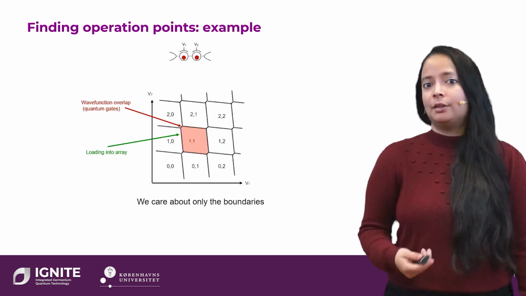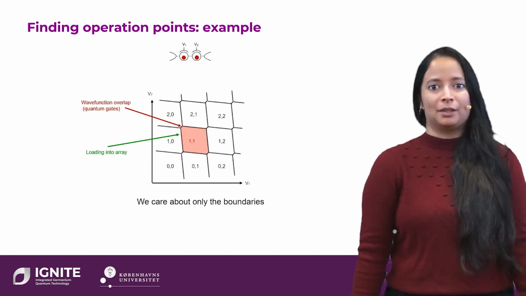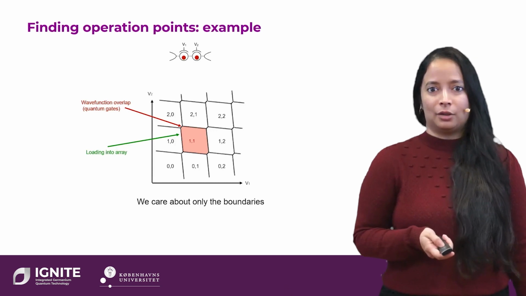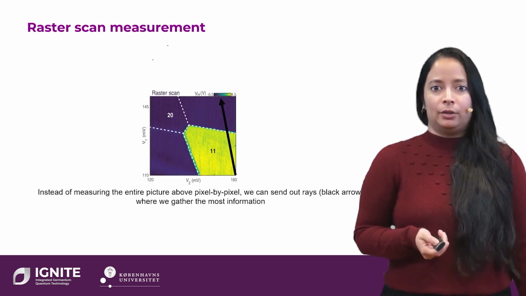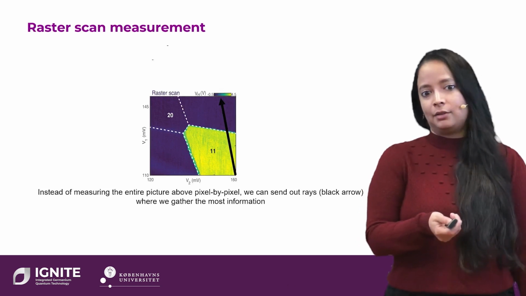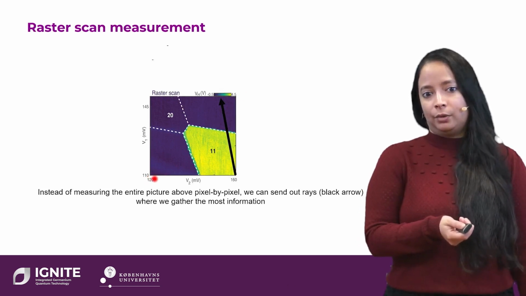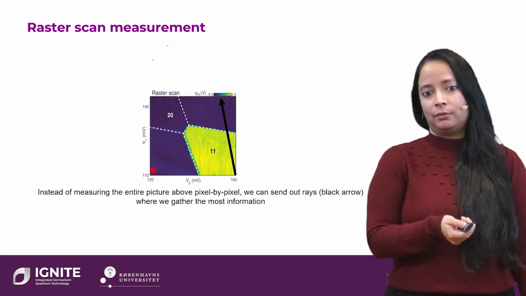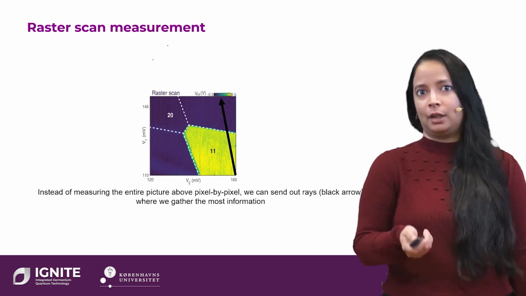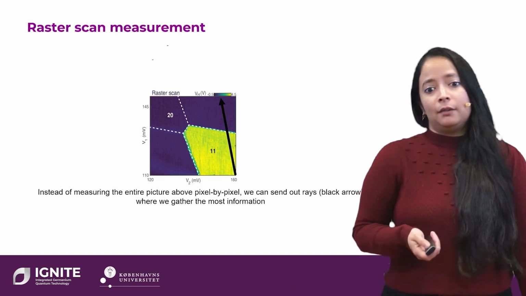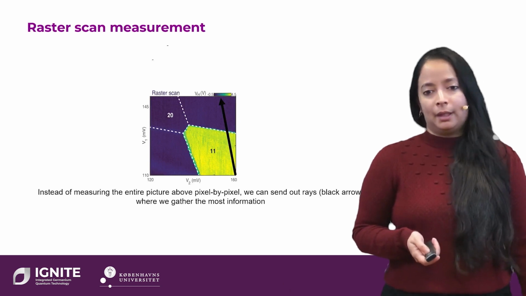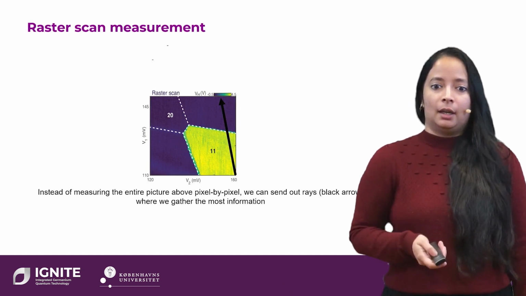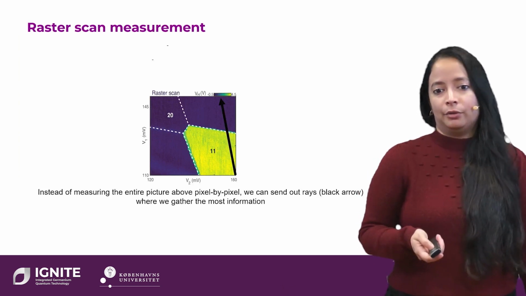And so maybe there's a better way in which a computer can help us to measure this without needing to measure the whole thing. One of the ways that you would normally measure these things is to do a raster scan measurement. You would set the voltage on the x-axis, on the y-axis, you would measure a point, you would then move to the next point, and you would repeat the same thing for the entire picture. Instead of measuring that entire picture pixel by pixel, you can also do something like send out array, where you think you will gather the most information.